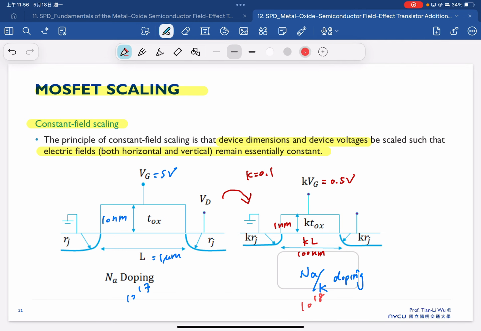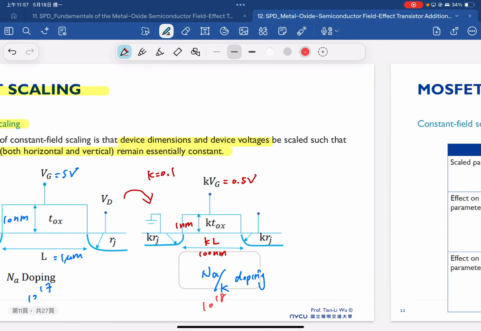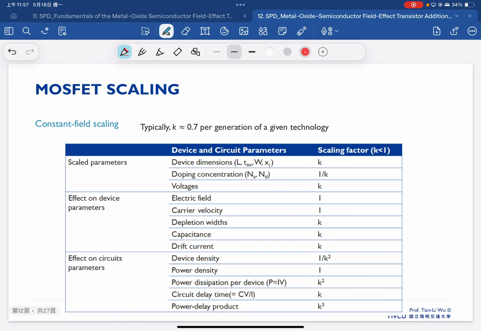So that's what we call the constant field scaling, because if you try to estimate the electric field on the left and right hand side, they actually have the same electric field. So here is some more information. The typical value for this constant field scaling for each generation is around 0.7.